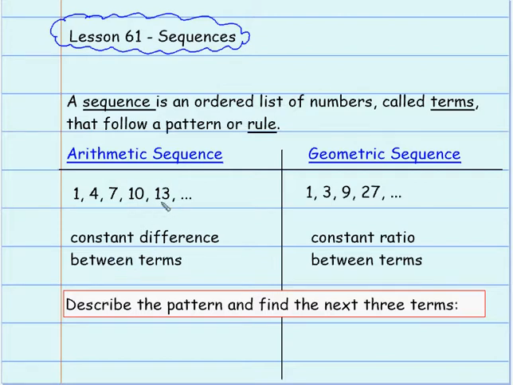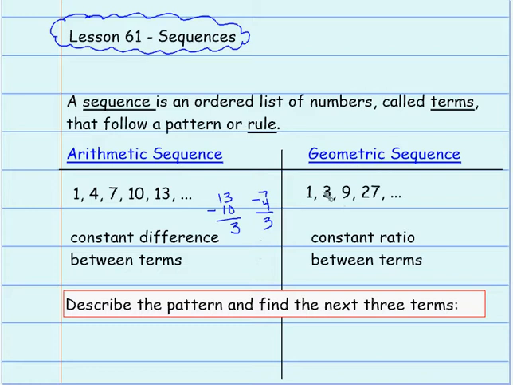So if I take one of the terms and I subtract the previous term, I get a value, in this case 3. If I take another one of the terms, let's say 7, and subtract the one previous to it, I get the same value. So there is a constant difference between the terms.